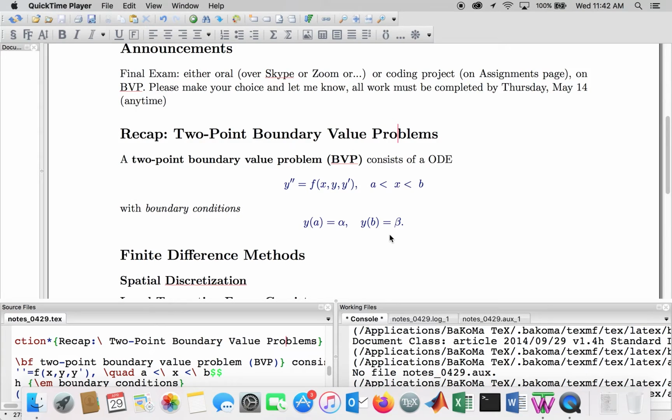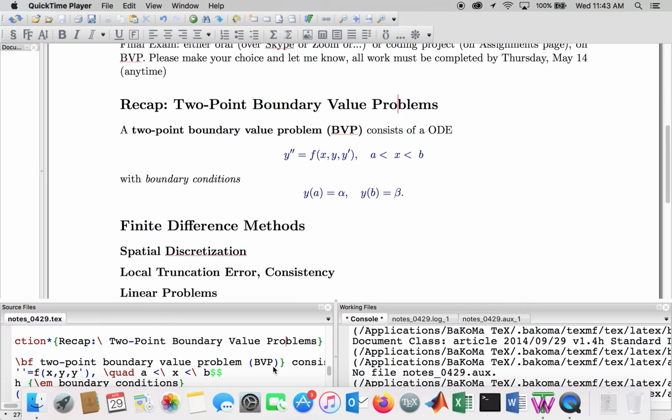Today we'll look at linear problems and also some convergence analysis in general. And then on Monday, the last lecture that I'll record will be on finite difference methods for nonlinear problems. The coding option for the final deals with these boundary value problems, either the shooting method or finite difference methods.